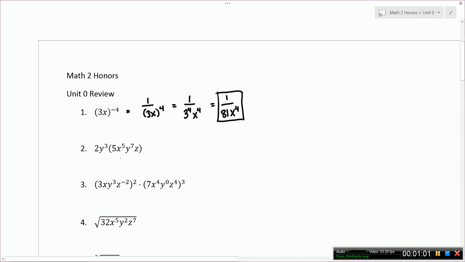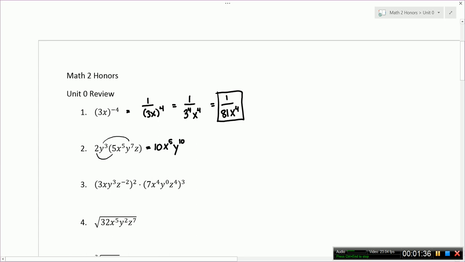Number 2, we're asked to multiply two expressions. You multiply things that are alike. So the 2 ends up being multiplied with the 5, you get 10. The y to the third, you end up multiplying with the y to the 7. But we have an x to the 5th prior to that, and so I'm going to include the x to the 5th first, and then multiply the y to the 3rd and the y to the 7th by adding exponents. 3 plus 7 gives you 10, so it's y to the power of 10.